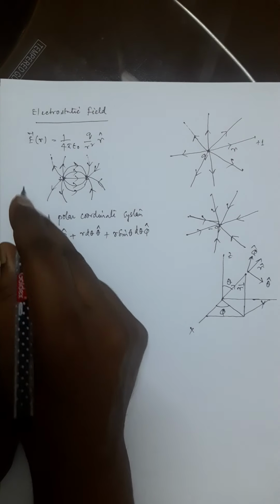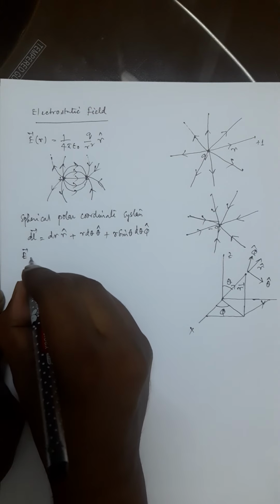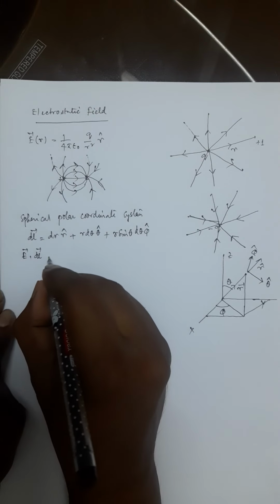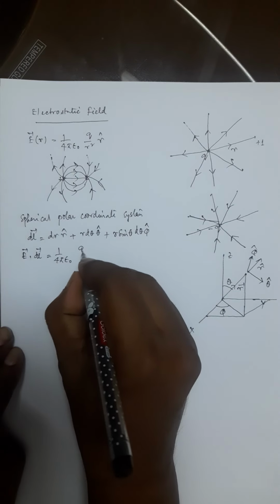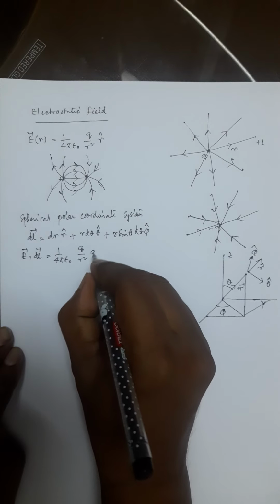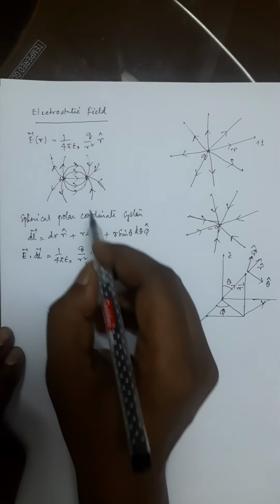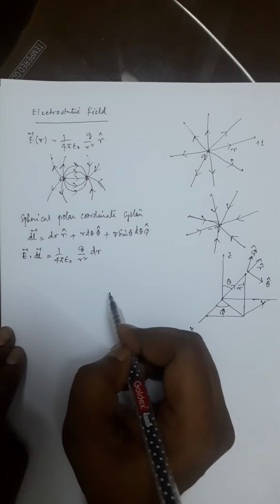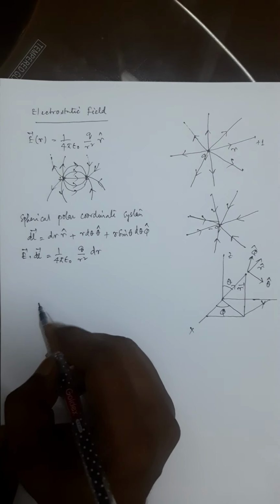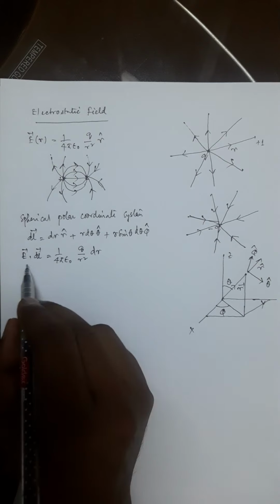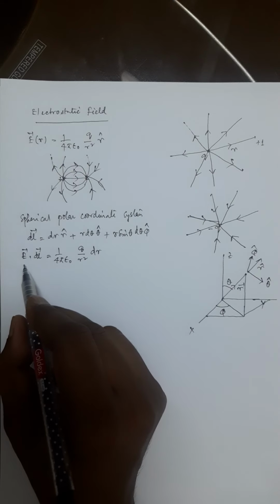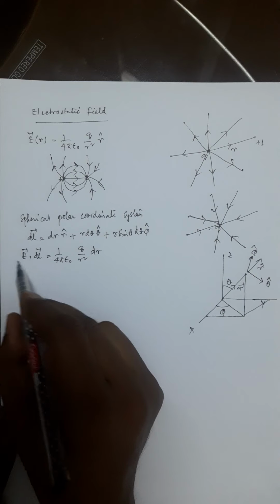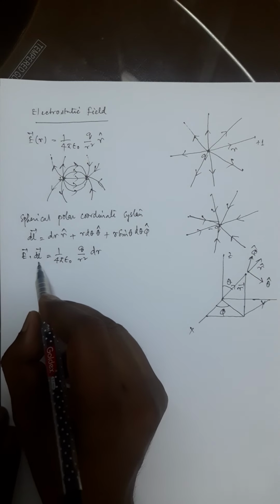So we take the scalar product of the electric field with this elementary vector, and this gives 1 over 4 pi epsilon naught q over r square dr, since the electric field is independent of theta and phi, these two coordinates. Now, this product actually gives the work done in moving a unit positive charge in the electric field E through a distance dl.